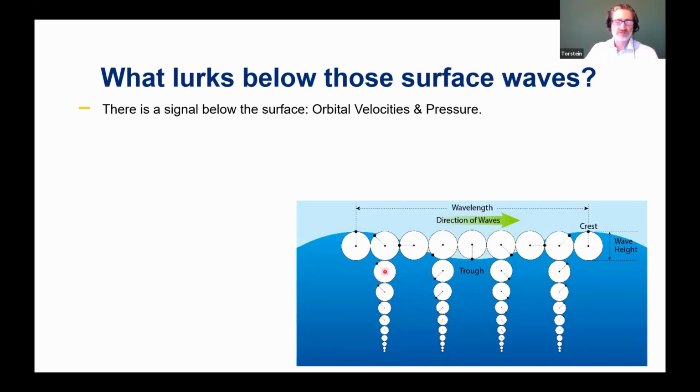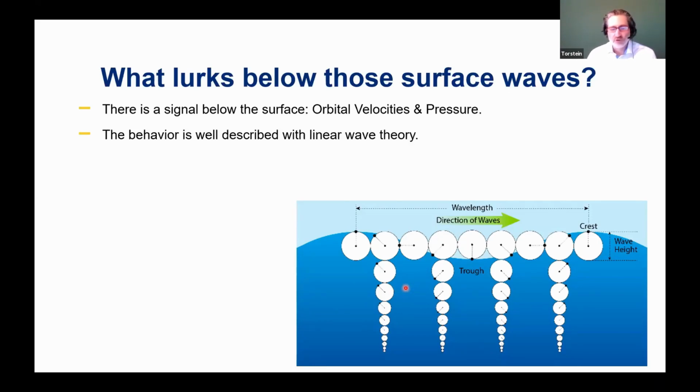We also have the pressure, which is a combination of the extra water height above the instrument. Say the instrument is down here at the bottom. So it's the extra hydrostatic and the dynamic pressure associated with these orbital velocities.